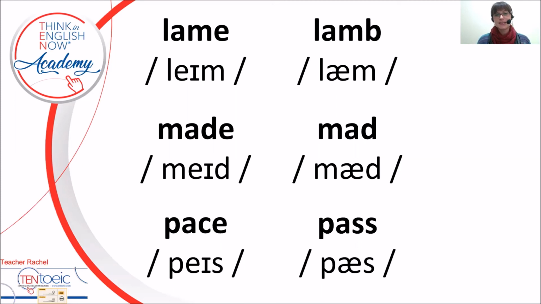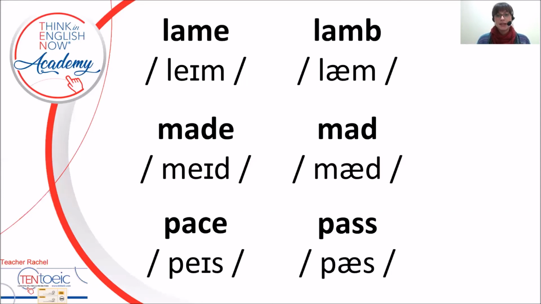Mad. This is the opposite of happy. Mad, like angry. You have a temper, mad. Pace. This is how fast you're going. So if you're walking fast or slow, my pace is fast. My pace is slow. So it's showing the speed that you are going at. It's a similar word. Speed is an antonym.